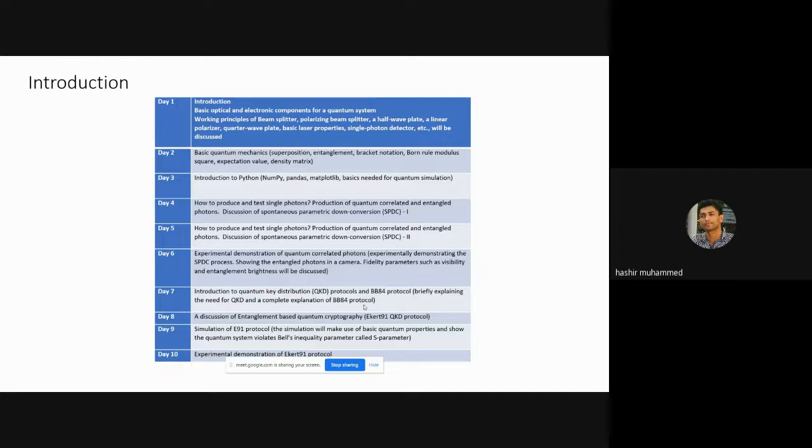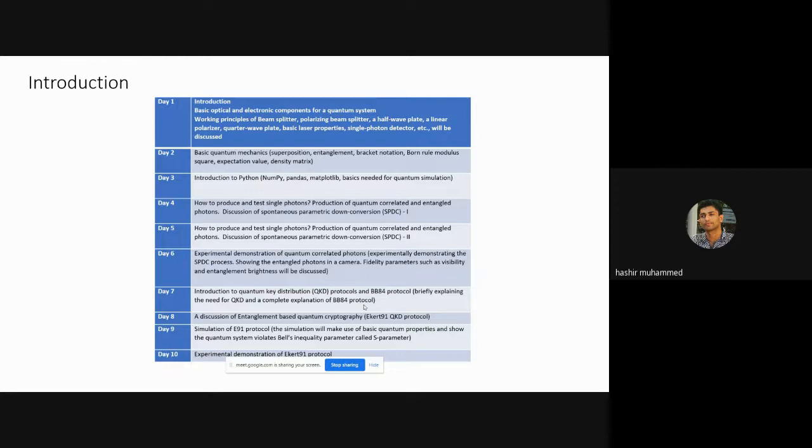And then finally, I will experimentally demonstrate the E91 protocol, which is based on the principles of quantum entanglement that cannot be mimicked by any classical system. You need a quantum system. That's why we are using an entangled source, which is a basic fundamental quantum property.